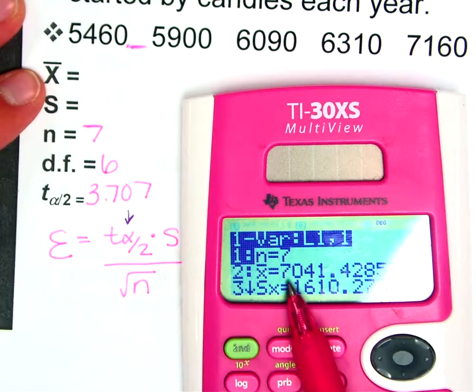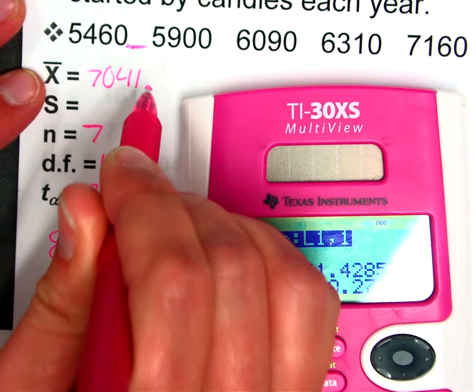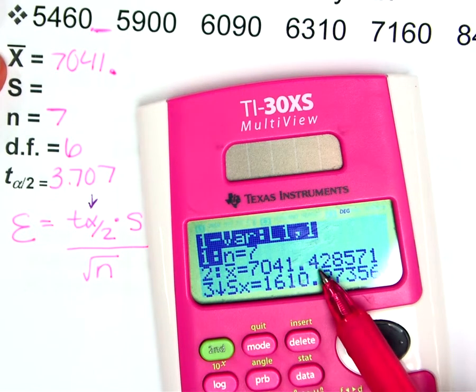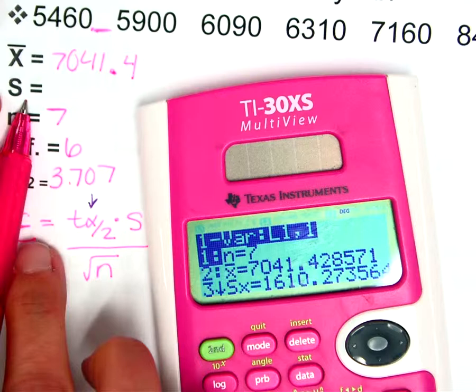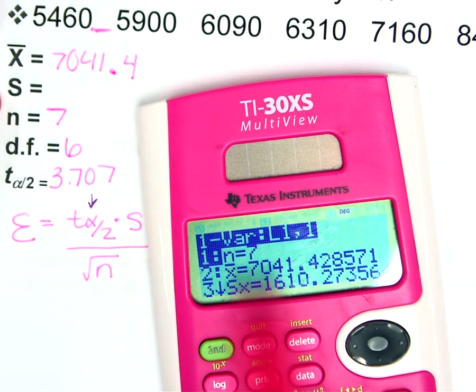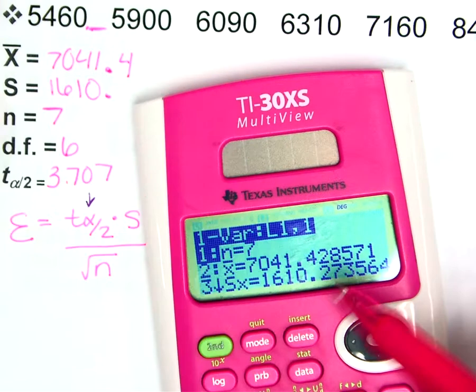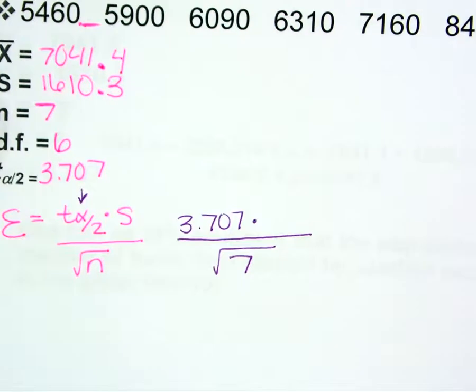So I have 7,041. That goes right here, but I need one more decimal place than the original data value. So when I look to, I need that 4, but I need to know if I need to round up or round down. So I look to the 2. 2 makes me stay the same. S is right below it. Everything that you need is on that screen. So we have 1,610.2, but we look to the 7 to round up or down. So that 7 makes that 2 round up to a 3. So there's all my data values.